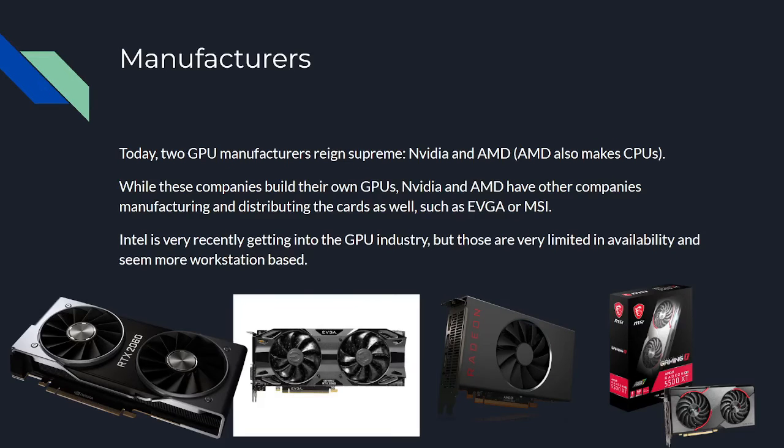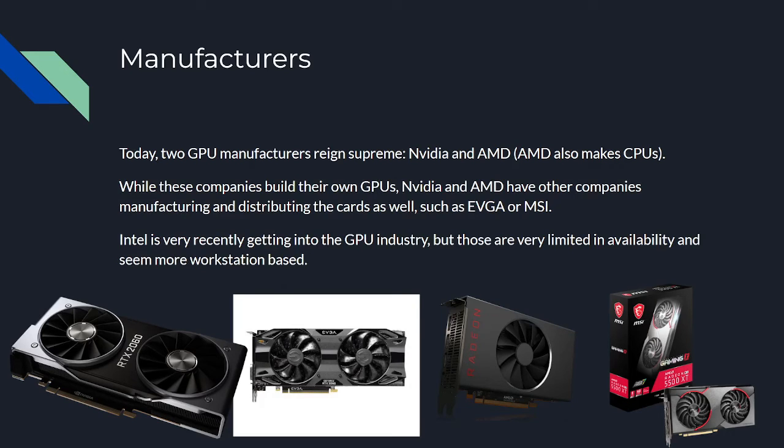Okay, manufacturers. So today, two GPU manufacturers reign supreme. There's NVIDIA and AMD, and as we remember, AMD also makes CPUs. So while these companies build their own GPUs, NVIDIA and AMD have other companies manufacturing and distributing the cards as well, such as EVGA or MSI. Intel is very recently getting into the GPU industry, but those are very limited in availability and seem more workstation based. Intel is, as we remember, one of the two primary CPU creators.